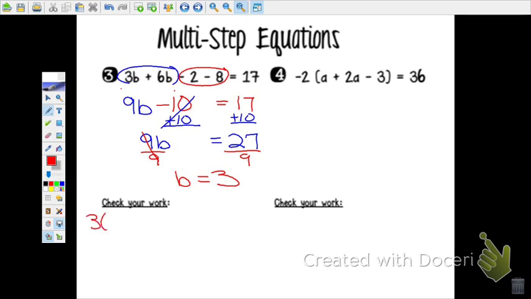So I'm going to have 3 times 3 plus 6 times 3 minus 2 minus 8. So 3 times 3 is 9. 6 times 3 is 18. So 9 plus 18 is how much? 27 minus 2 is 25, minus 8 is 17, which is what I want it to be.